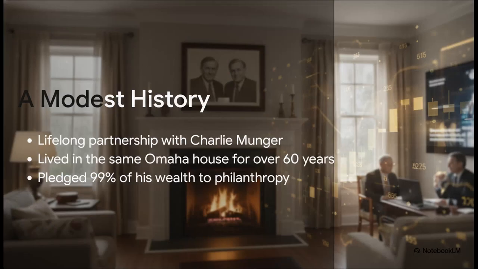And that shift to value investing? It was heavily influenced by his lifelong partnership with Charlie Munger. Munger really served as his strategic compass. But here is the kicker. Despite building immense, mind-boggling wealth, Buffett lived in the exact same Omaha house for over 60 years. I mean, who does that? Plus, he's pledged 99% of his wealth to philanthropy. It goes to show how his modest history genuinely forged a community-focused culture that still defines the entire company today.